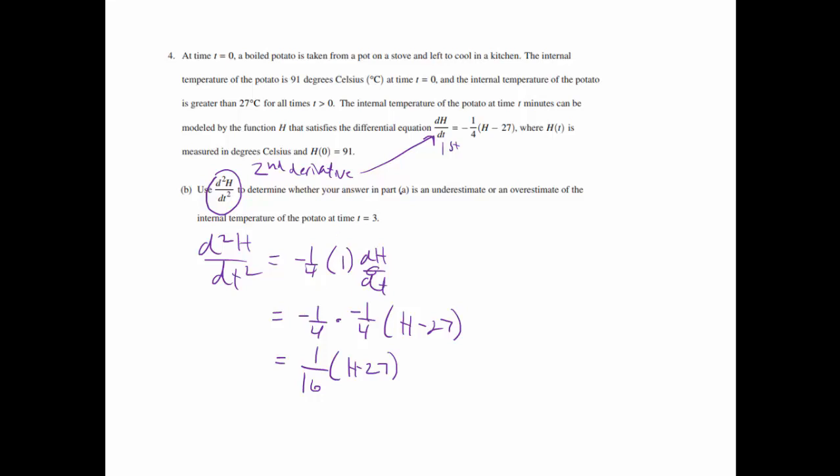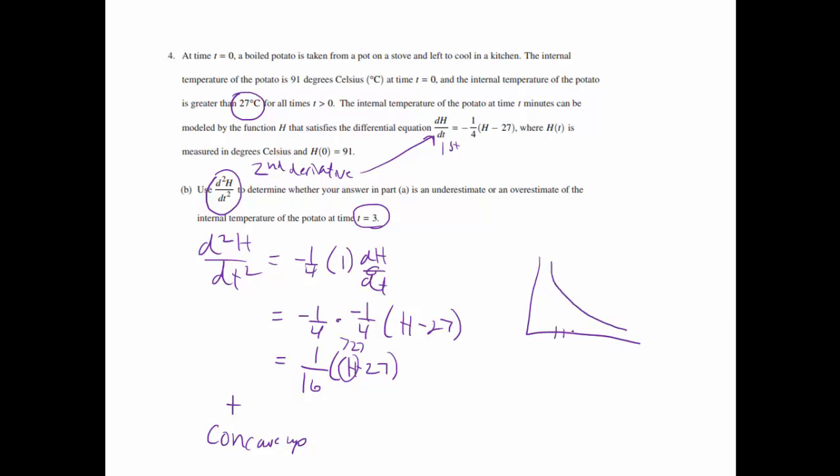The reason that I would want to know what the second derivative is, to know if it's an underestimate or an overestimate of the internal temperature of the potato at time t equals 3, is that we need to know what this curve is doing. Is it concave up or is it concave down? Since they told us that h is always greater than 27, this number is always going to be positive. So since the second derivative is always positive, this will be a concave up function. We've got a potato cooling, but it's going to be concave up. So it's going to look something like that.